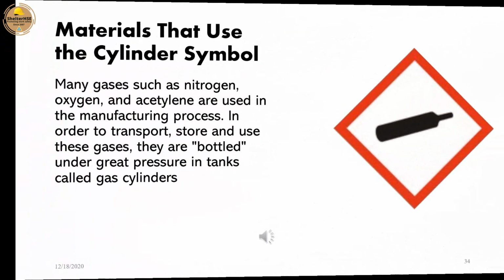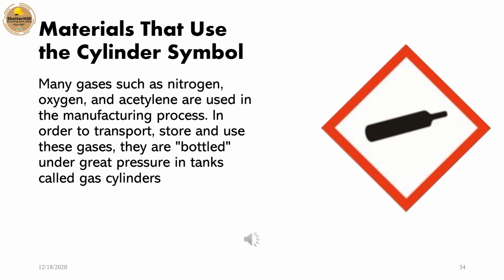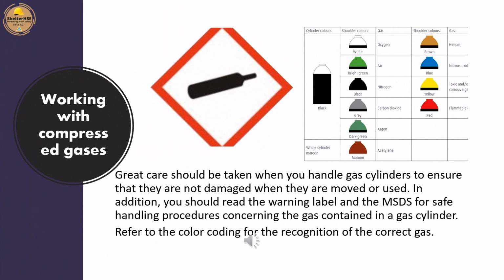Many gases such as nitrogen, oxygen, and acetylene are used in the manufacturing process. In order to transport, store and use these gases, they are bottled under great pressure in tanks called gas cylinders. Great care should be taken when you handle gas cylinders to ensure that they are not damaged when they are moved or used. In addition, you should read the warning label and the MSDS for safe handling procedures concerning the gas contained in a gas cylinder. Refer to the color coding for the recognition of the correct gas.